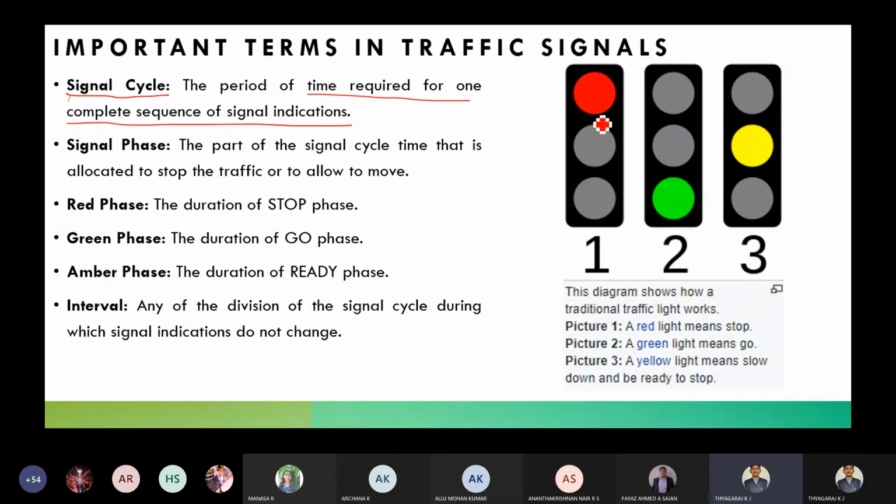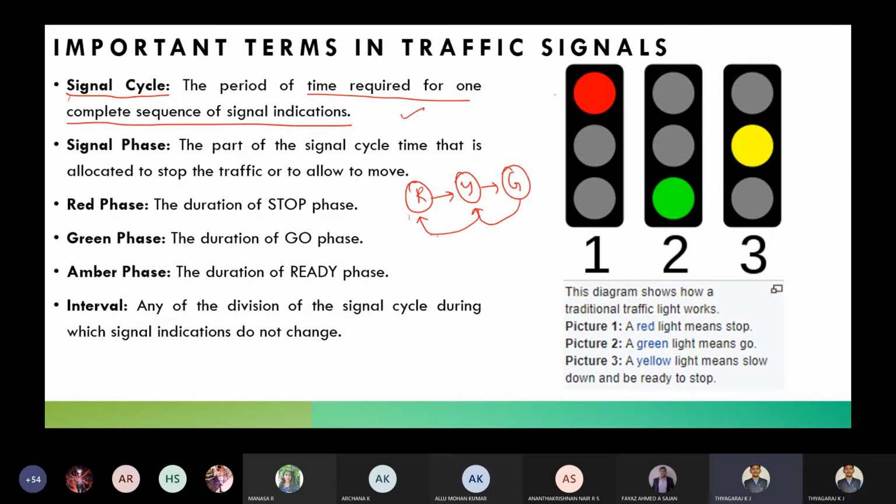As we all know, whenever you are crossing a signalized intersection, it will first turn to red, then red to yellow, then yellow to green. Then again after green there will be yellow and then red. So the complete cycle from red to red or green to green, we call a signal cycle. That is, the time required for one complete sequence: red to yellow, yellow to green, again green to yellow, yellow to red. The entire sequence we call a signal cycle.